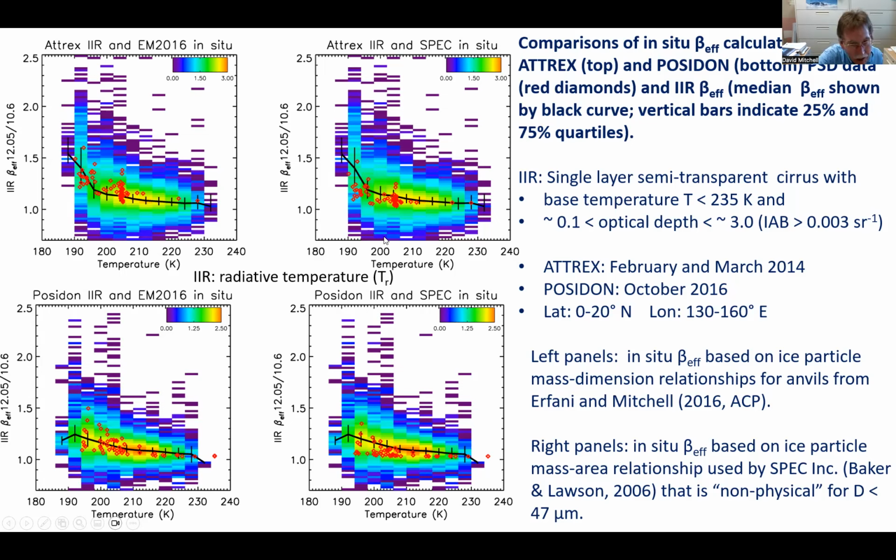So that seems to be why the black curve doesn't agree as well with the red triangles in the SPEC relationships for the colder temperatures, which are associated with smaller, more narrow size distributions, smaller crystals. Similar for POSIDON, there's sort of an underestimation, but it seems to be much better agreement when the Erfani-Mitchell relationships at these small crystal sizes are used. So that's the improvement that we think is for mass.